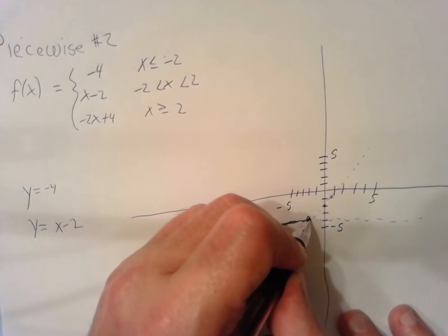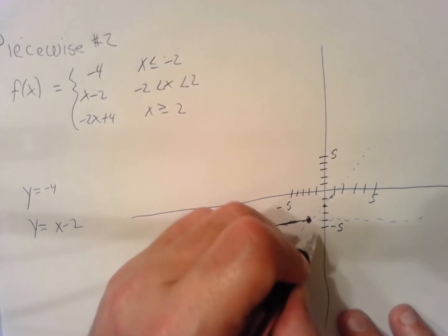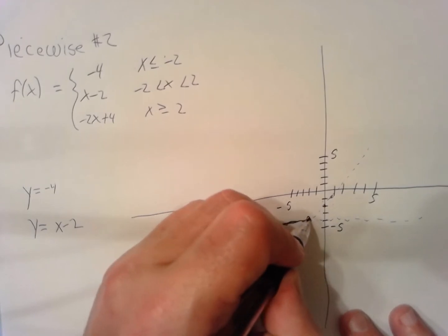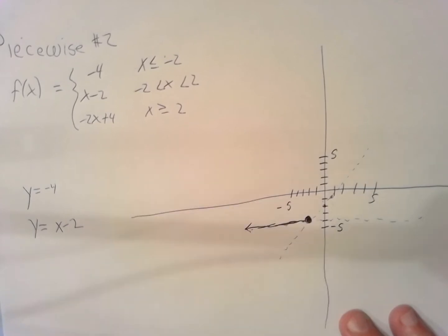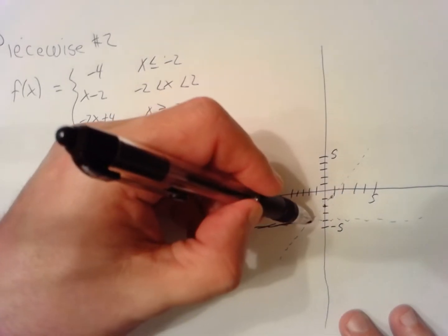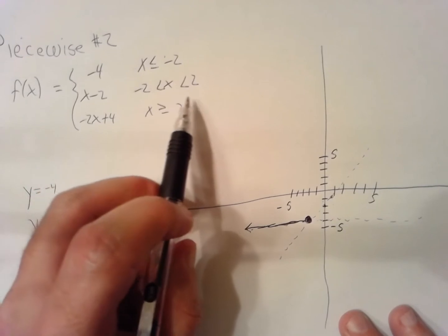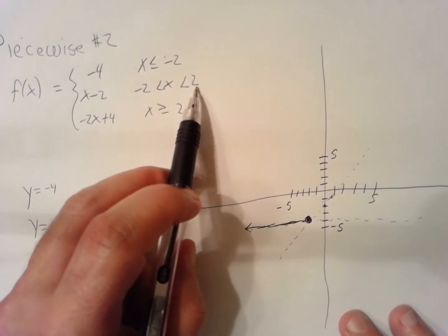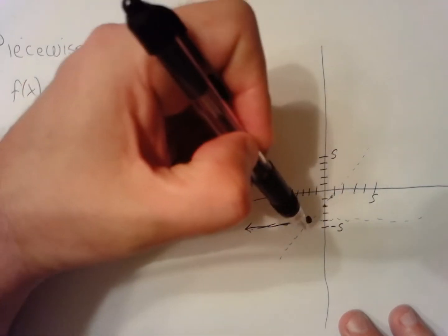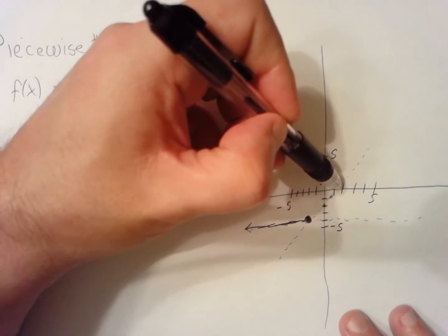But I've already got a solid dot in that spot. Who wins? The solid dot wins. So really, there's an open circle there and a solid dot in the same place. The dot wins. That's my starting point for this line. I'm going to go all the way up until x equals 2. Okay, so I'm going to keep going until x equals 2.